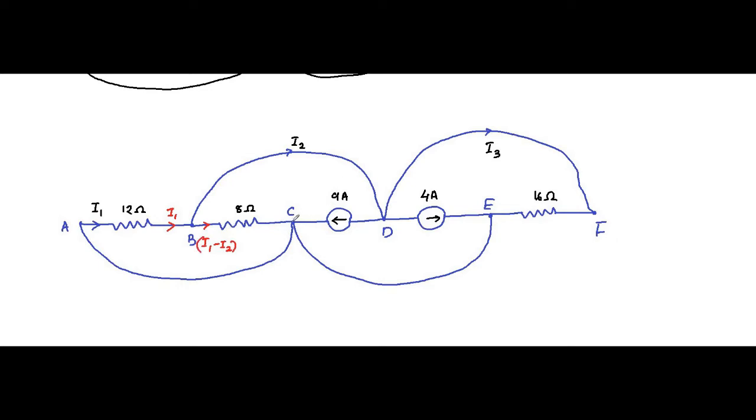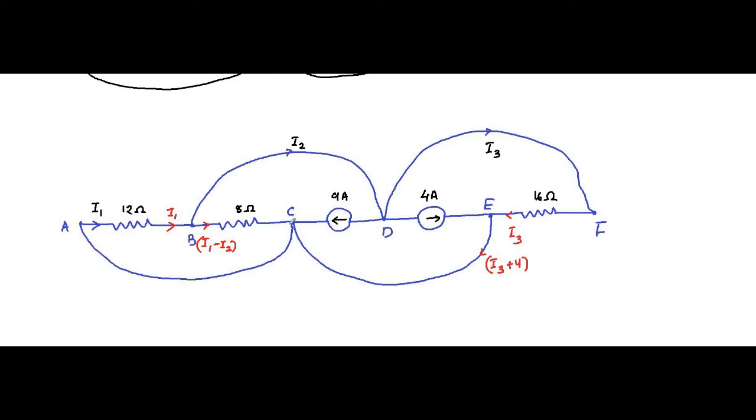At node C, we have I1 minus I2. It will be easier if we move from this side. Before attacking here, let's proceed from this known side. Here it is I3, flowing like this. Here also the I3 current is flowing. Here it is 4 ampere current. So this one will be I3 plus 4.